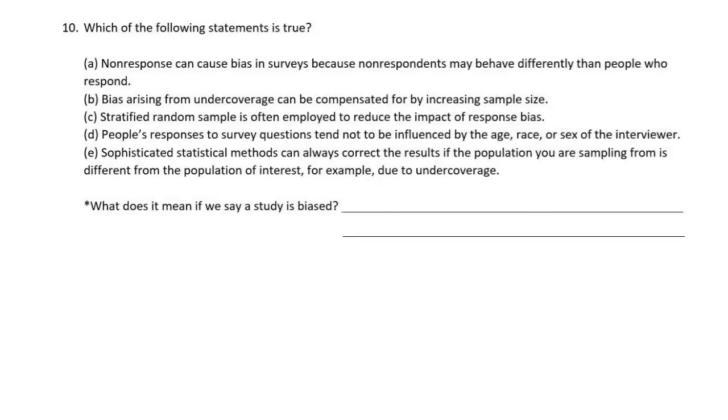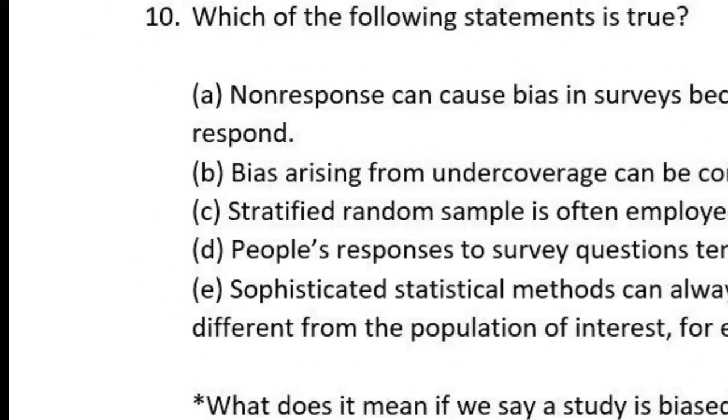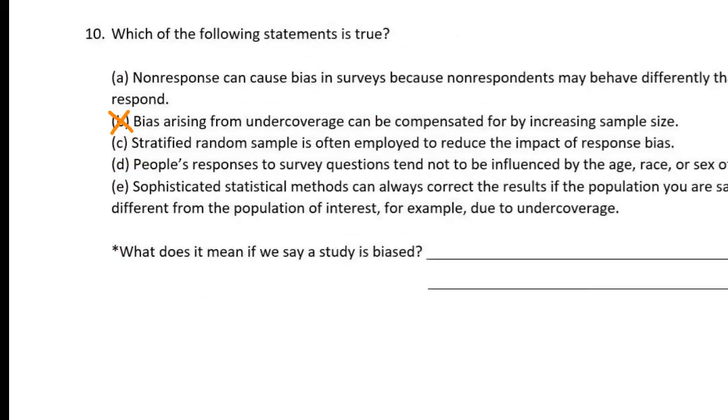Which of the following statements is true? Non-response can cause bias in surveys because non-respondents may behave differently than people who respond. Bias arising from undercoverage can be compensated for by increasing sample size. Can we fix undercoverage by getting a bigger sample size? No, because we're still leaving groups out. So we just exacerbate the problem instead of fix it.